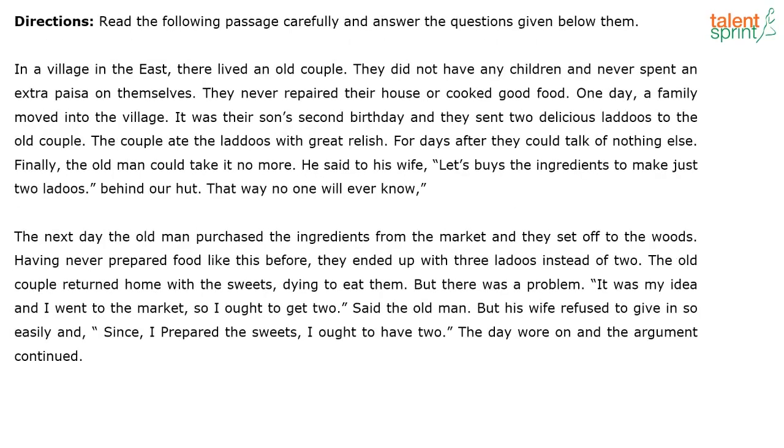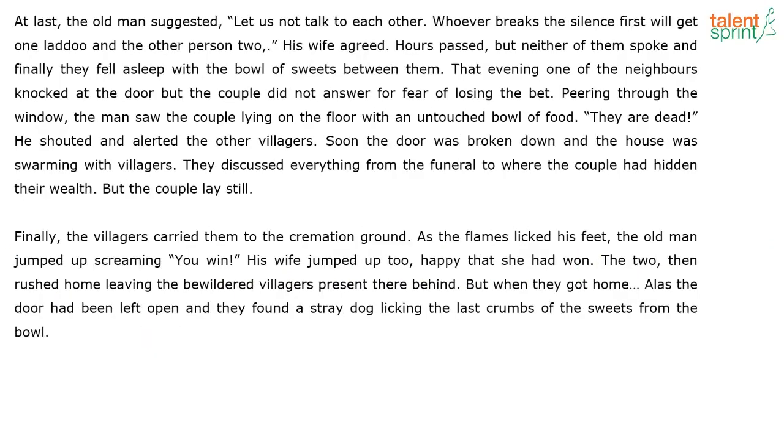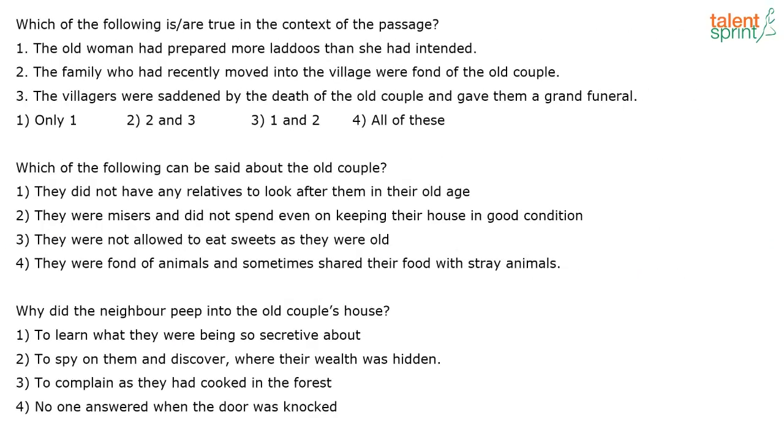Where is our clue? See, it's right here, right? Second paragraph, it says, the next day the old man purchased the ingredients from the market and they set off to the woods. Having never prepared food like this before, they ended up with 3 laddus instead of 2. So their intention was to make only 2, but because they did not have practice making laddus, it obviously has to be option 1, right? The old woman had prepared more laddus than she had intended. The remaining 2 are not supported by the passage. It doesn't say the family who had recently moved. If the family had recently moved, they wouldn't have even had a chance to get to know the old couple, right? That is such an illogical statement. You don't even have to look at the story.